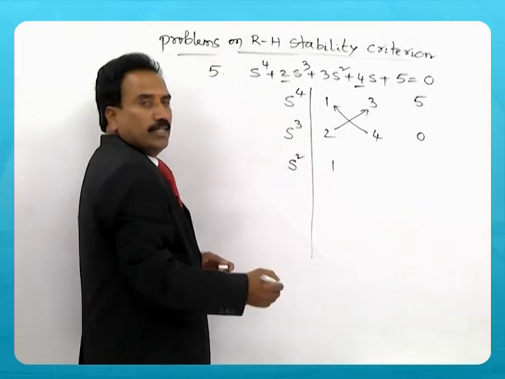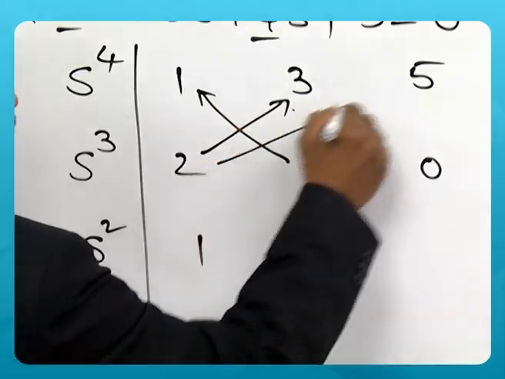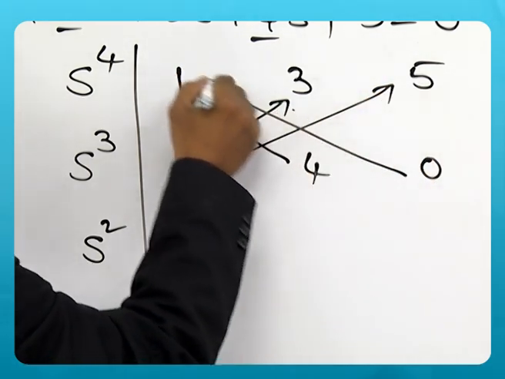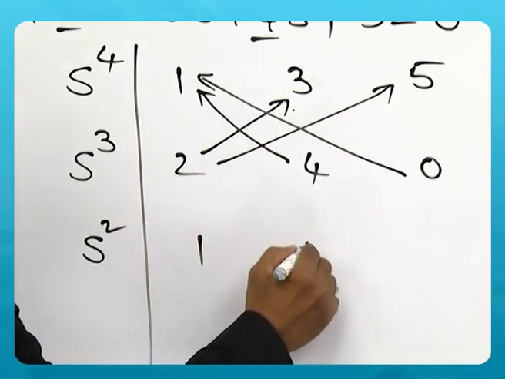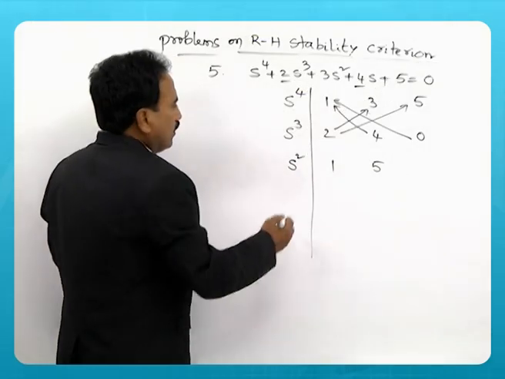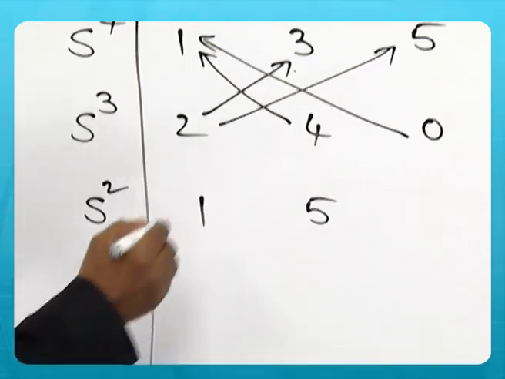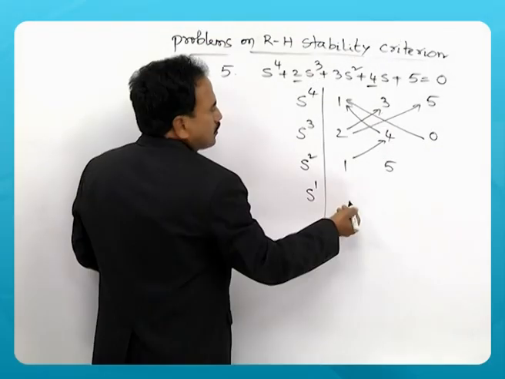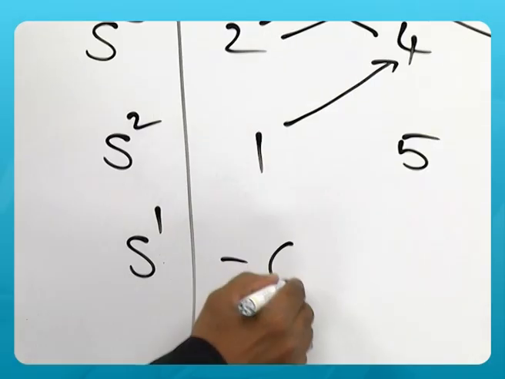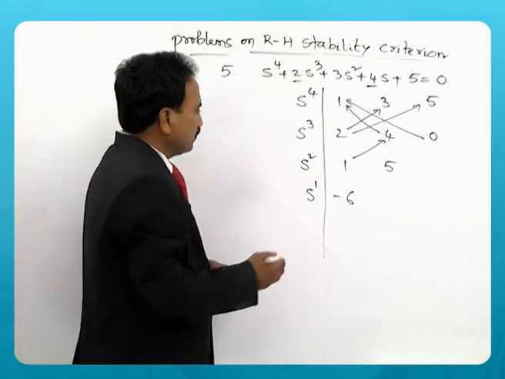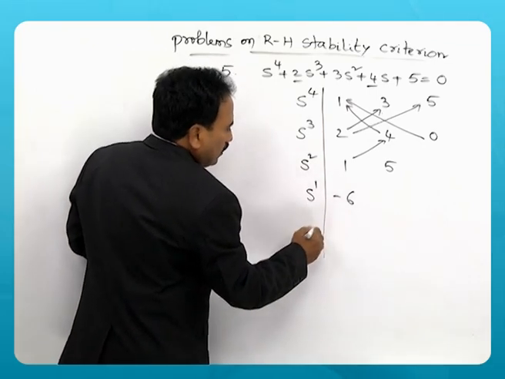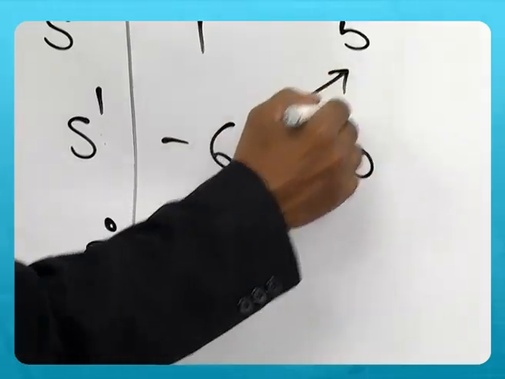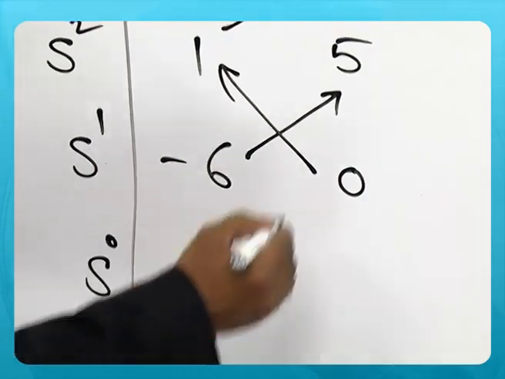So you get 1 here, and the next element is (2 into 5 minus 0) by 2, which is 10 by 2. So it is 5. Now the S power 1 row is the product of these two: 4 minus 10 is minus 6, by 1. So it is minus 6. Now the S power 0 row, you can assume 0 here, and then the product of this gives 5.